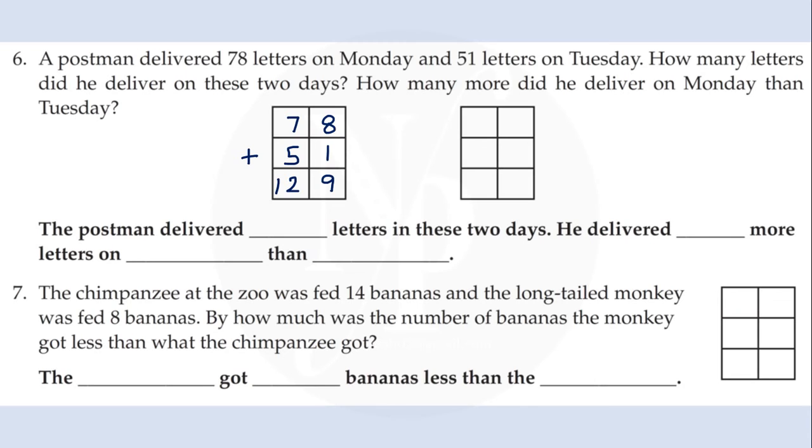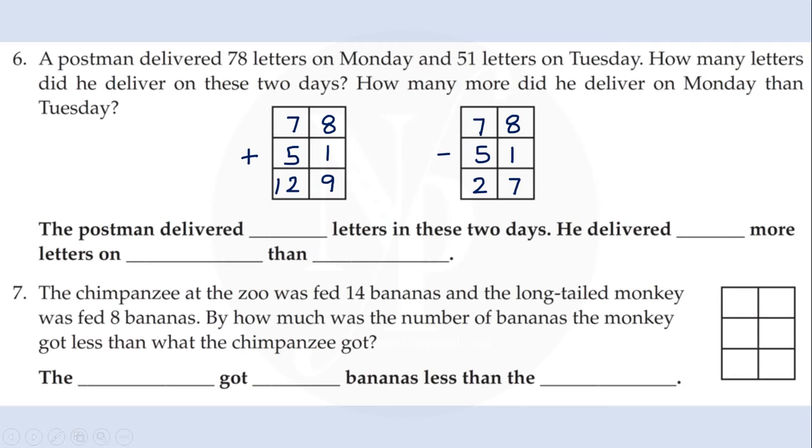So let us write down 78 minus 51. On subtracting you will get the required answer. 8 minus 1 is 7 and 7 minus 5 is 2. So he delivered 27 letters more on Monday.